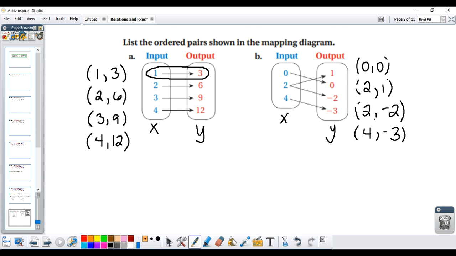When you're writing your ordered pairs, don't forget to put your parentheses and don't forget your commas. Because without the parentheses, without the commas, you just have a list of numbers or you have a 2-digit number inside of parentheses.